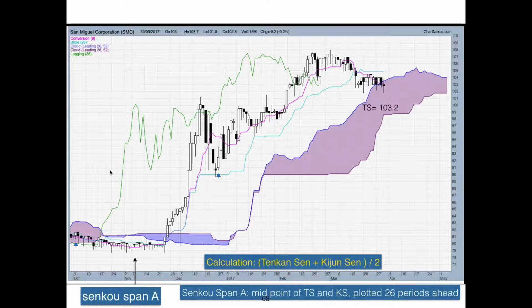So in this chart of SMC, the Tenkan-sen is at 103.2. The Kijun-sen is at 104.9. The Senkou span A is at 104.05. The value is plotted 26 periods ahead. Since it represents the Tenkan-sen and Kijun-sen, the Senkou span A is in itself a measure of equilibrium.